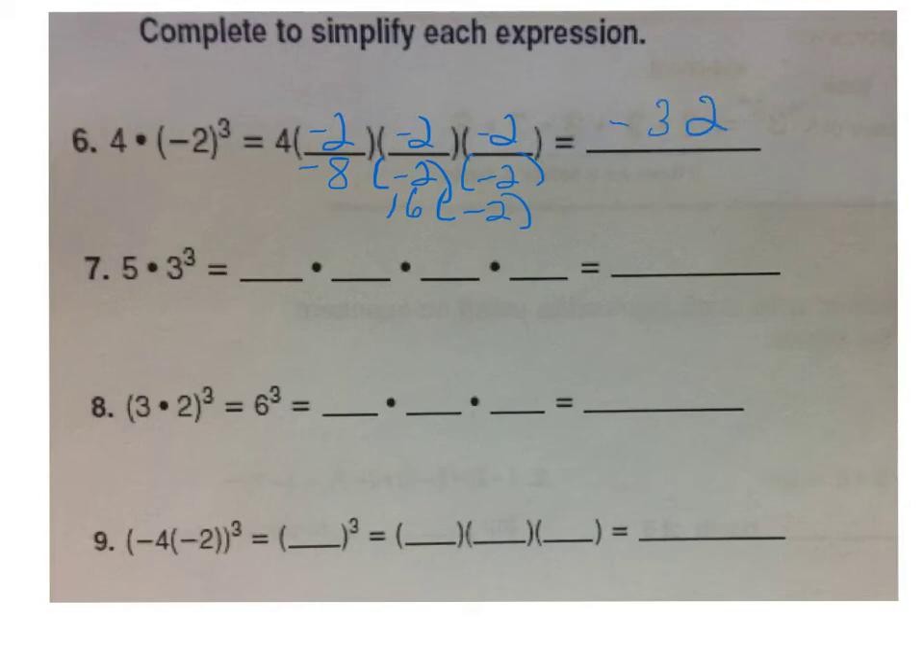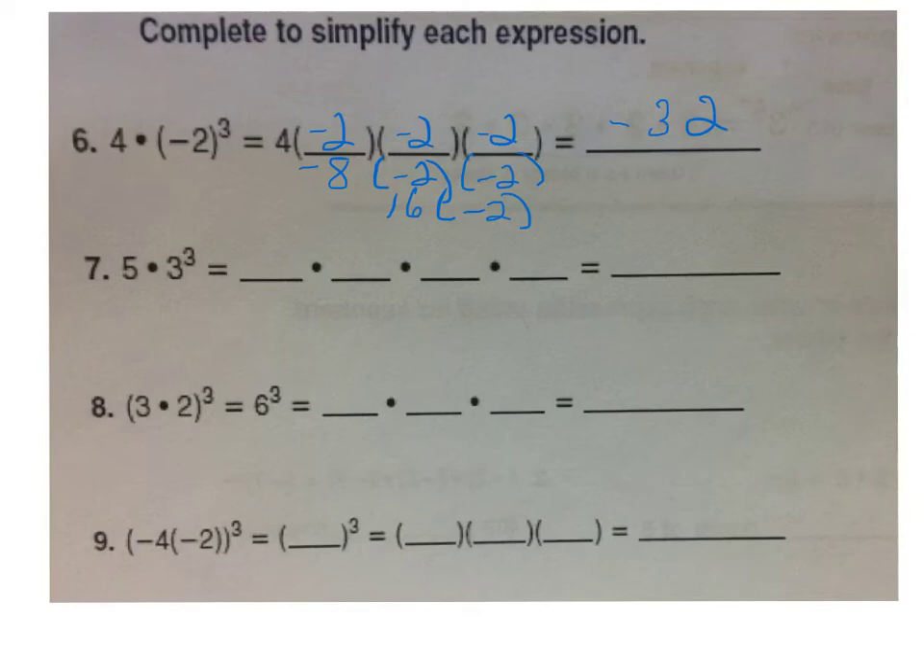Okay, so when you're first starting out, I really want you to slow down, show all the steps so that you can be careful with your negatives. Once you start doing a few of these, you're going to notice some patterns. You're going to be able to do this a little bit quicker, but for now I want you to show all of your steps. All right, let's try number 9 together because it looks a little funny.